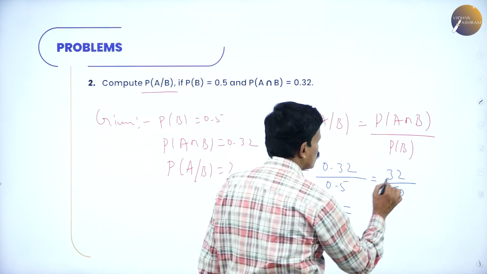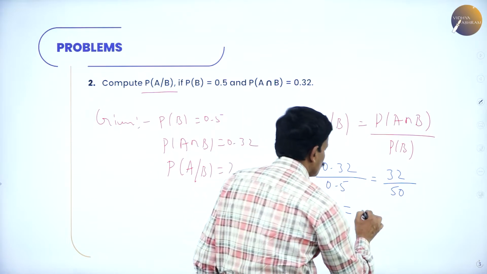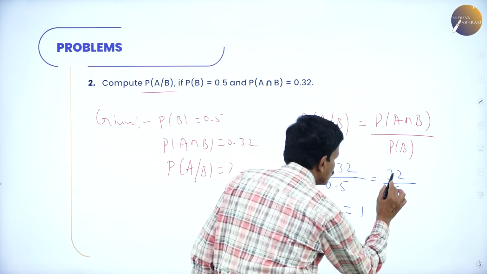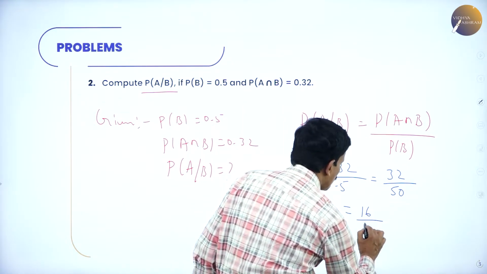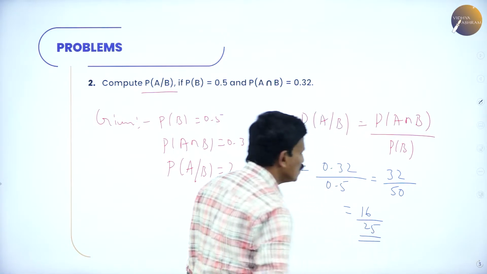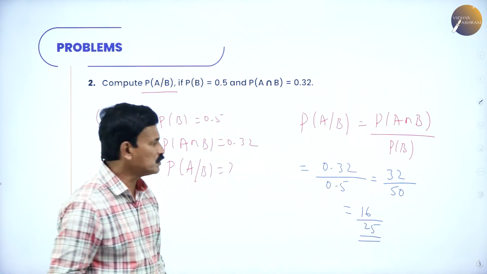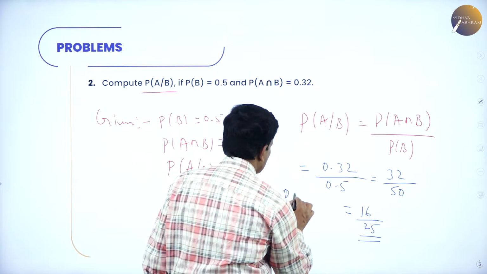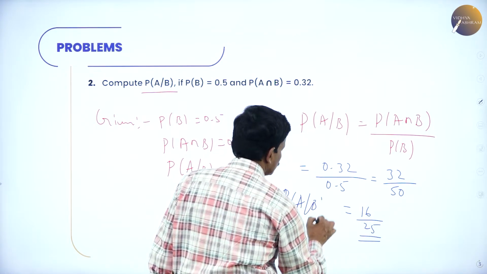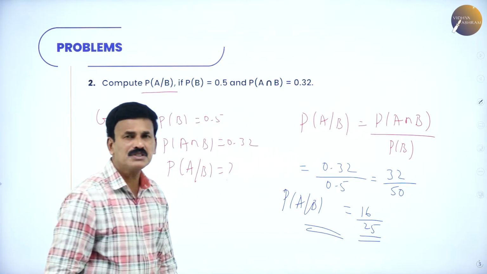So this is equal to, dividing by 2, 16 twos and 25 twos. So this is equal to 16 by 25, which is the required probability of A by B. That's it. 16 by 25.